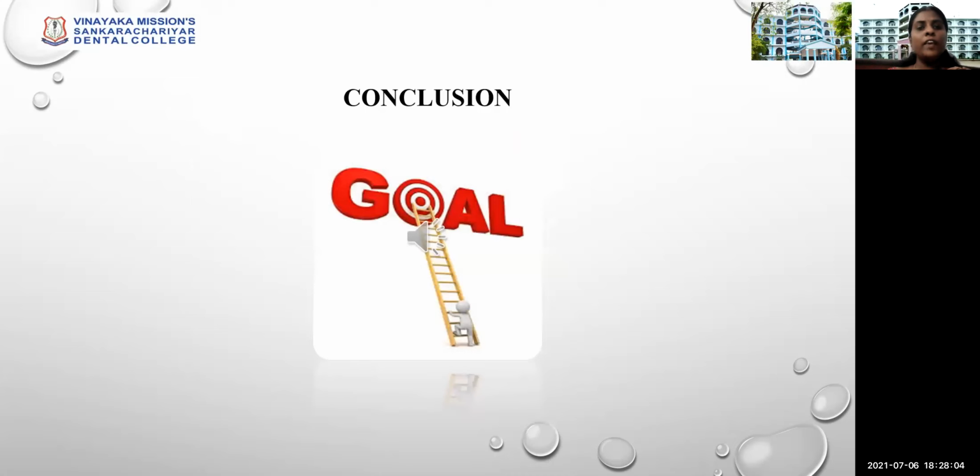So to conclude, what is the goal of any treatment? The goal of any treatment is to restore health. So here in chronic periodontitis, our ultimate goal is to restore periodontal health. For that, you have to start from the etiotrophic phase, with non-surgical periodontal treatment. That is, you have to remove the plaque and calculus by scaling and root planing.